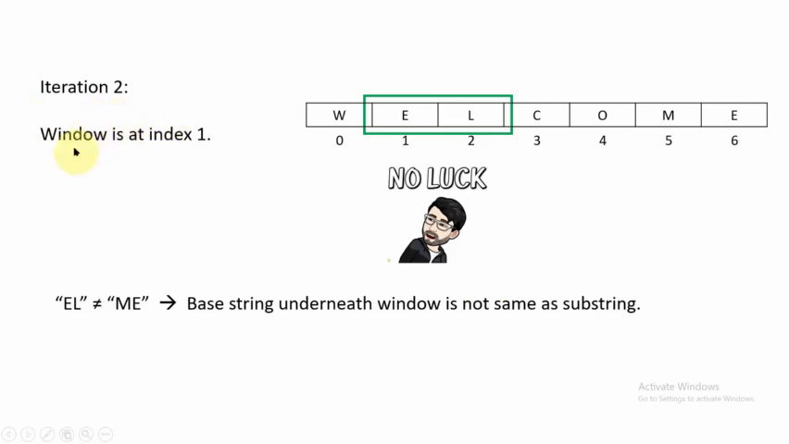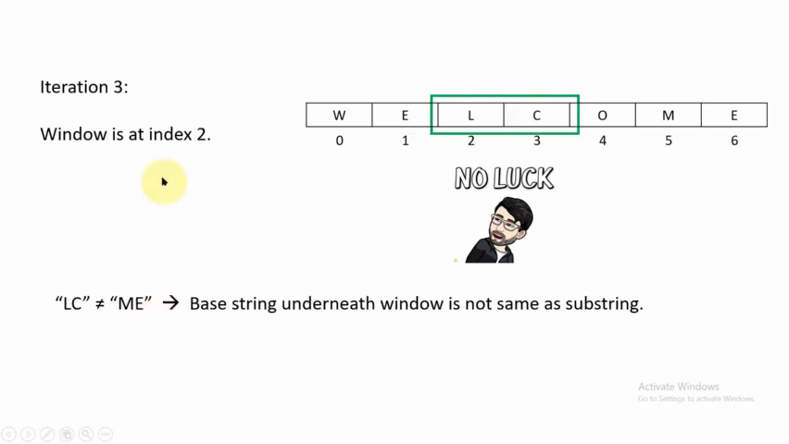In iteration 2, the window is placed at index 1. Under this window we have the string EL. EL is not matched with ME, that is our substring. Then we go for the next iteration. In the next iteration we are placing the window at index 2. Underneath that window we have LC. LC is not matched with our substring ME. Again we have to go for the next iteration.